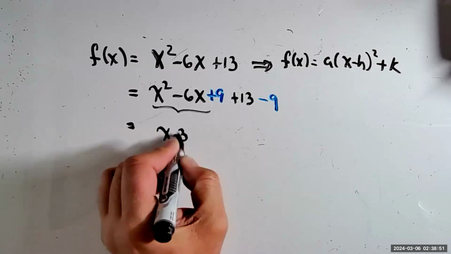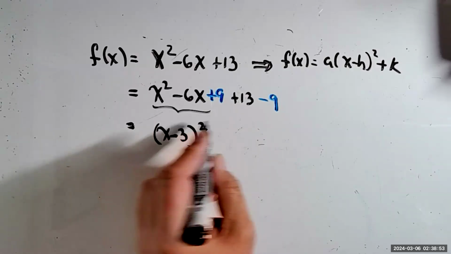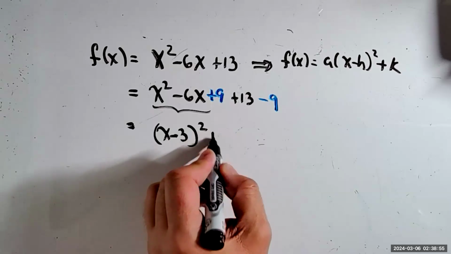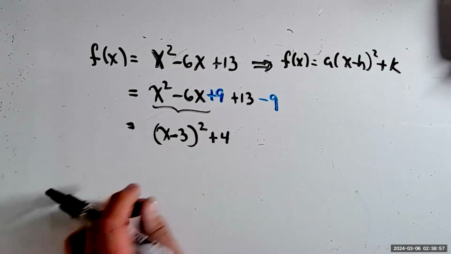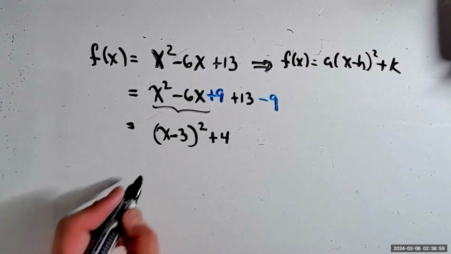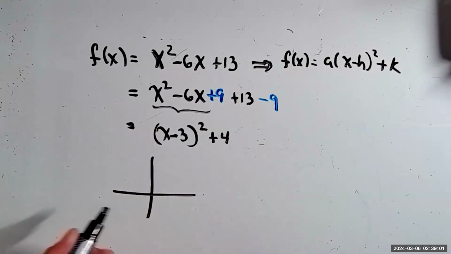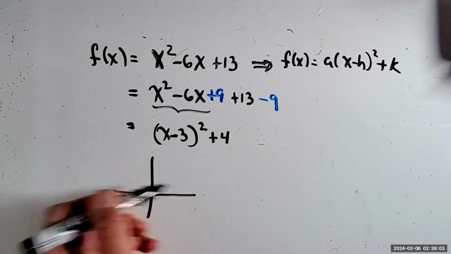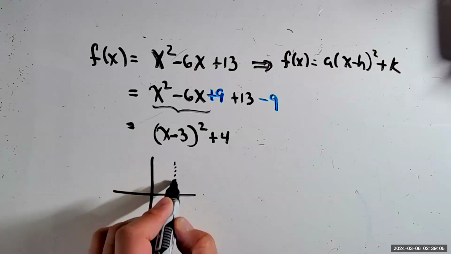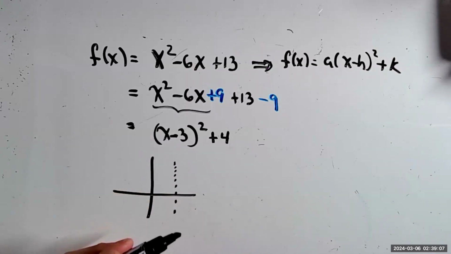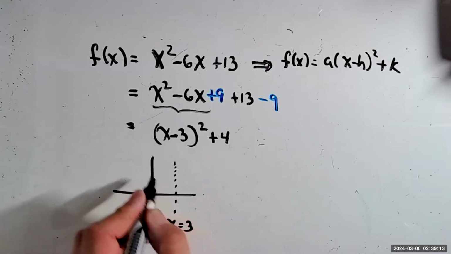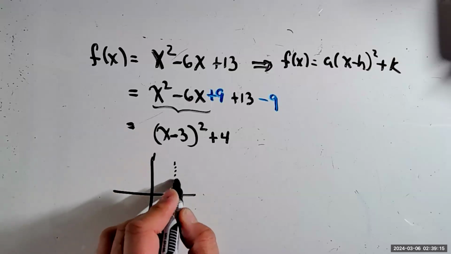That will be (x minus 3) squared plus (13 minus 9), of course, that is 4. And we are done. Why? Because we know that this is going to be a parabola shifted 3 units to the right. So of course my axis of symmetry is x equals 3, and the vertex is somewhere.